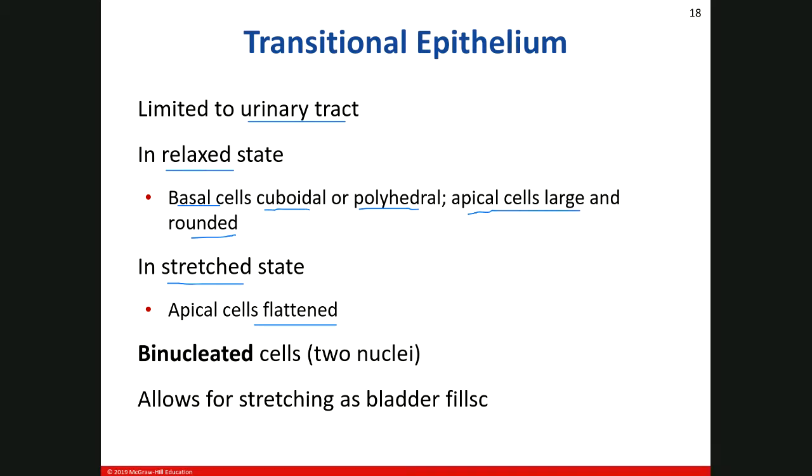This type of epithelium has a specific characteristic, all right, is that it has binucleated cells. And what that means is you'll have a cell with two nuclei in it, and we call it owl eyes. It'll look like an owl, something like that. Okay, so two nuclei that will be inside one cell.